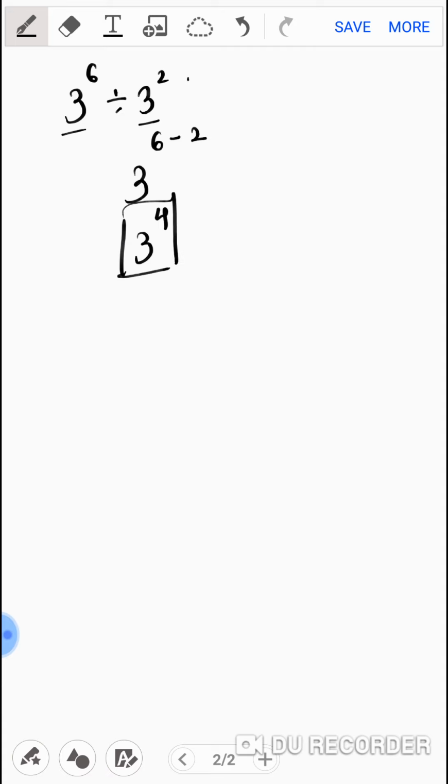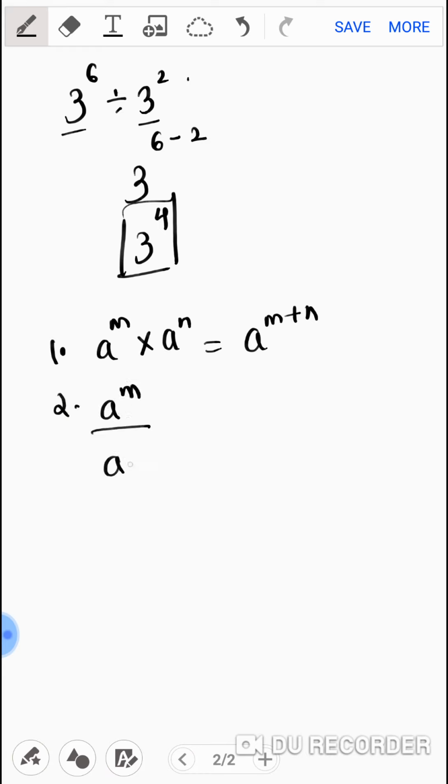That was your multiplication. If I give you something in division, division means subtraction. The base is the same and the exponents you have to subtract. That means your answer will be 3 raised to 4. Clear? That means your first law, a raised to m into a raised to n, will be equal to a raised to m plus n. Your second is a raised to m upon a raised to n is equal to a raised to m minus n. So whenever there is multiplication, the exponents will be added, and whenever there is division, the exponent will be subtracted.